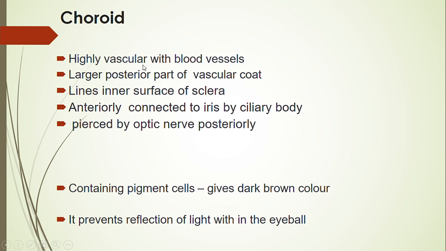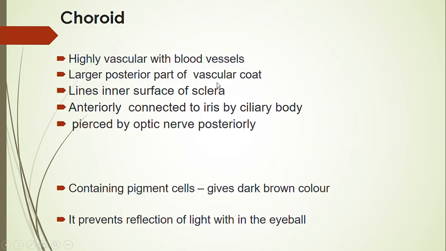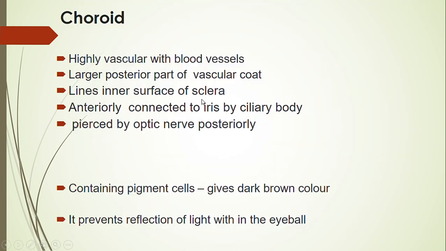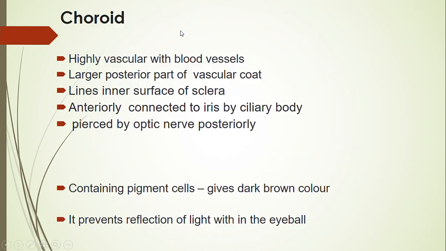Choroid means it is highly vascular, a structure formed with blood vessels. It is the larger posterior part of the second vascular coat. It lines the inner surface of the sclera and is continuous anteriorly, connected to the iris by the ciliary body.